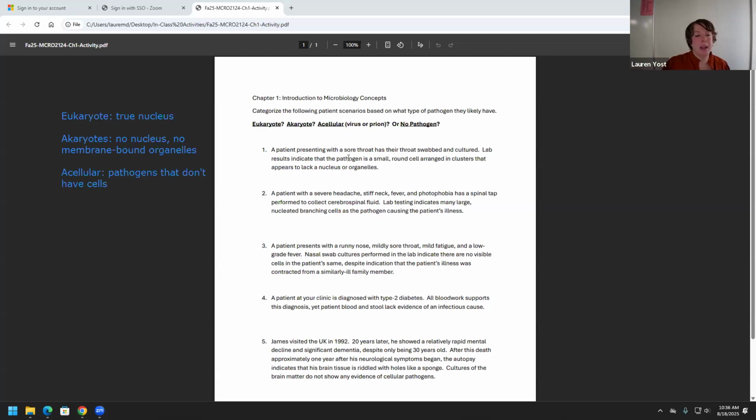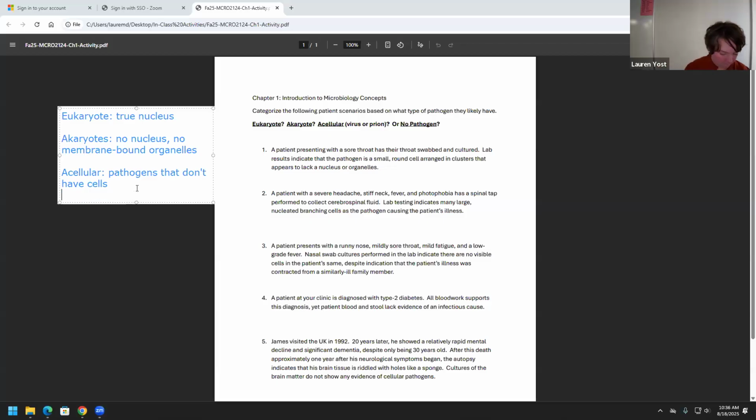So first scenario, a patient that has a sore throat. Okay. So no pathogen. Oh, I can't click back on this. Like diabetes. All right, so there's our little reference for that. All right, so first scenario, a patient has a sore throat. They had their throat swabbed and cultured. The lab indicates that the pathogen that's causing them is small, round cells arranged in clusters, and it doesn't seem to have a nucleus or organelles. Would you classify that as eukaryote, acellular, or no pathogen?